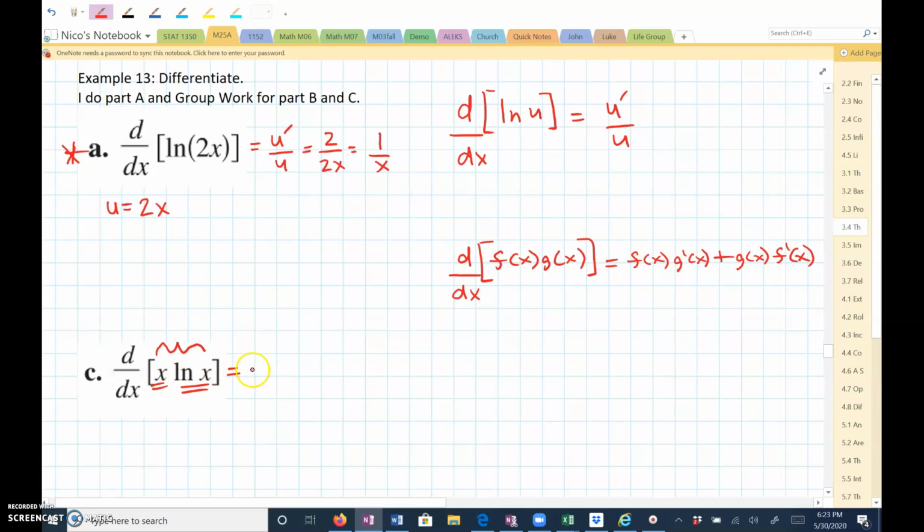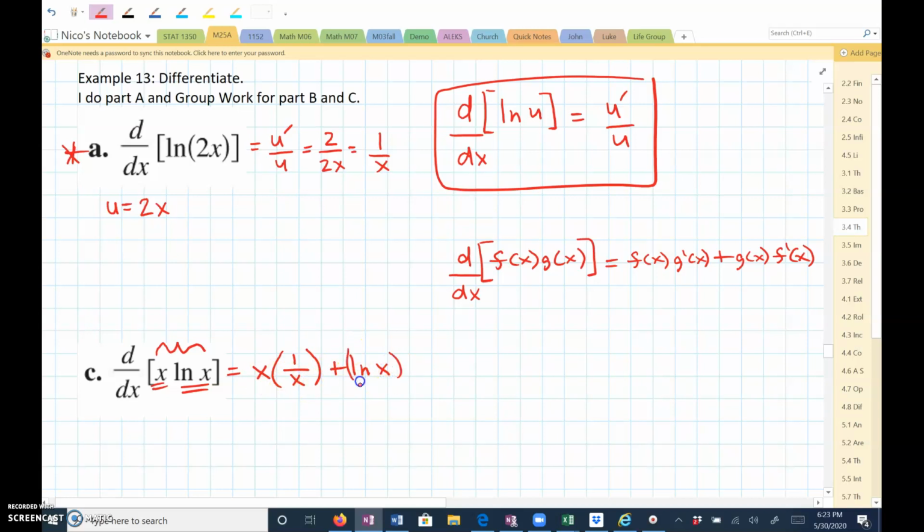So the rule would be x times the derivative of the natural log of x. The derivative of natural log of x, using u prime over u, where u is x, the derivative of x is 1, and u is x, so that would be 1 over x, plus g of x, which is the natural log of x, times the derivative of x, which is 1. Now we just simplify this a little bit. 1 times 1 over x is 1, and then the natural log of x times x is x times the natural log of x.